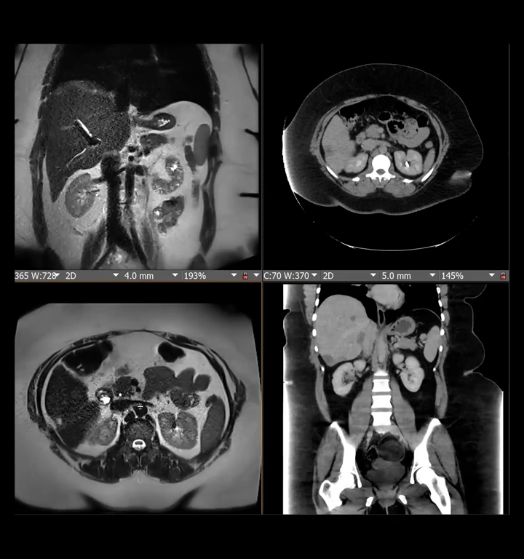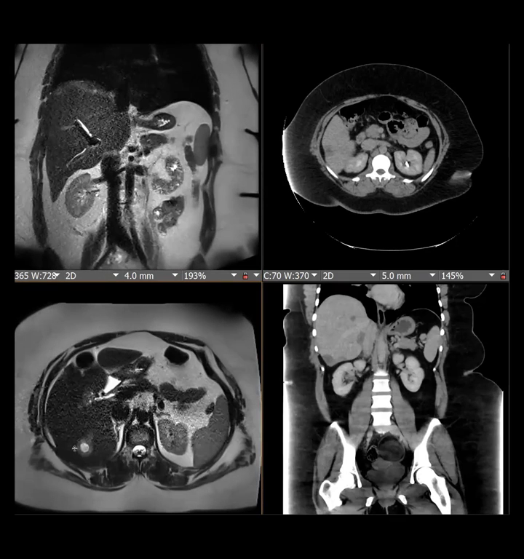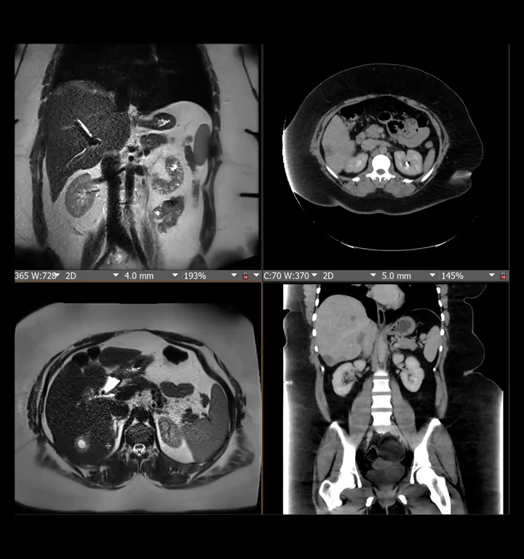Basically, if you see this appearance, you should think about this rare entity, epithelioid hemangioendothelioma. And this is actually biopsy proven. We took a look at their biopsy results, and this was confirmed when the patient was biopsied. So I wanted to share that with the group. That's all I have. Great case.